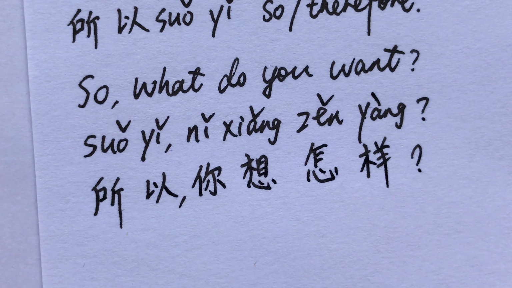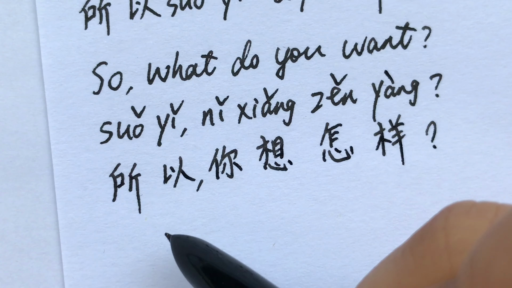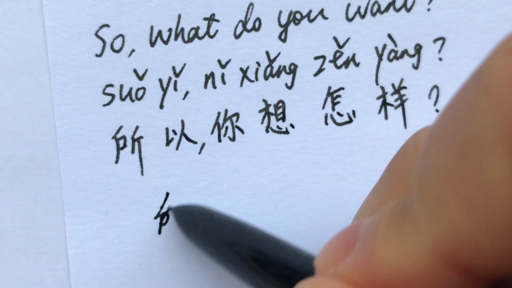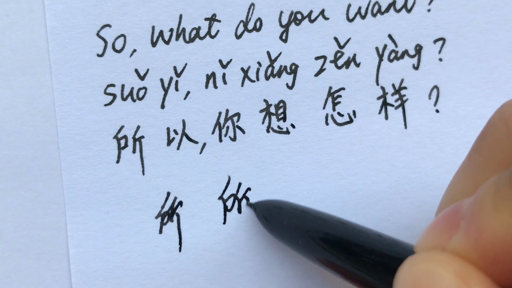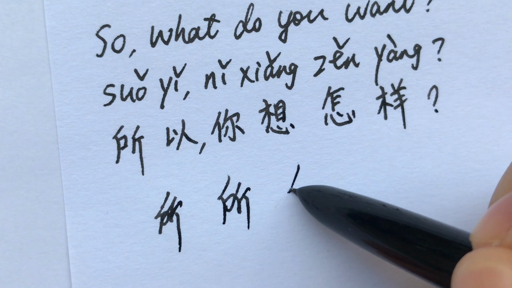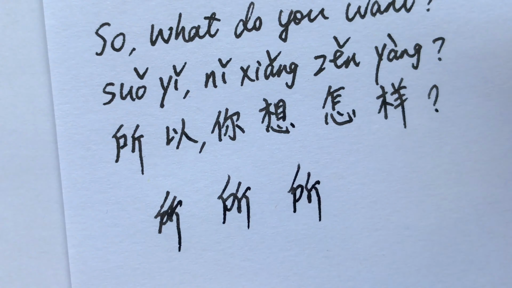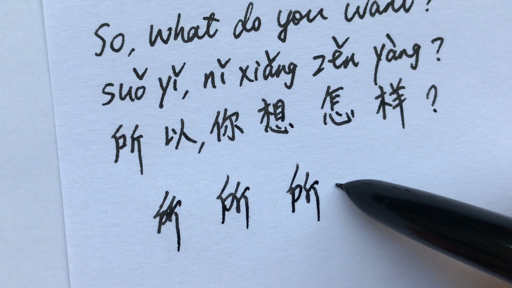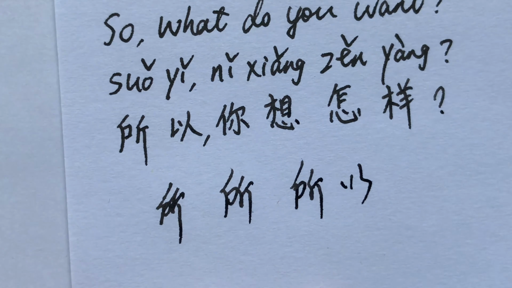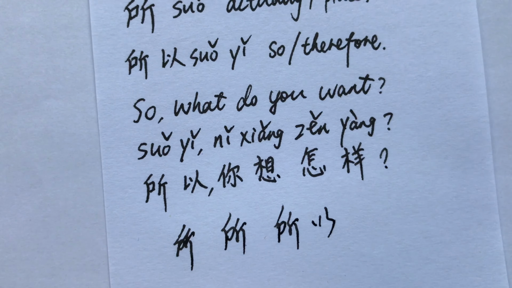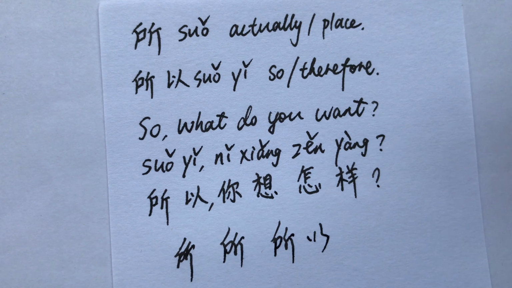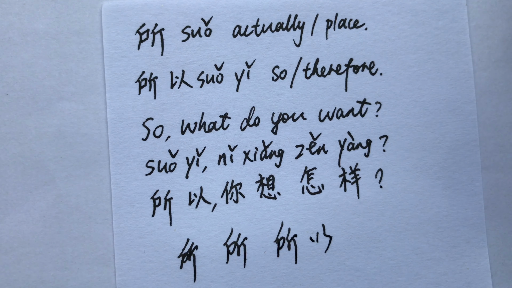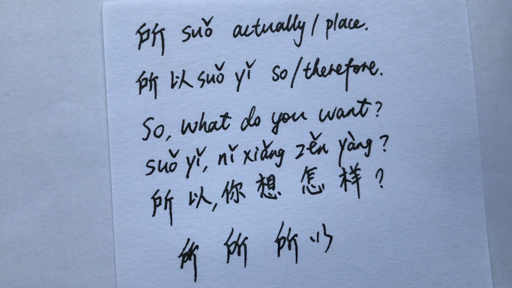This is my casual handwriting on 所. So, actually, place. 所以 so, therefore. So, what do you want? 所以你想怎样?